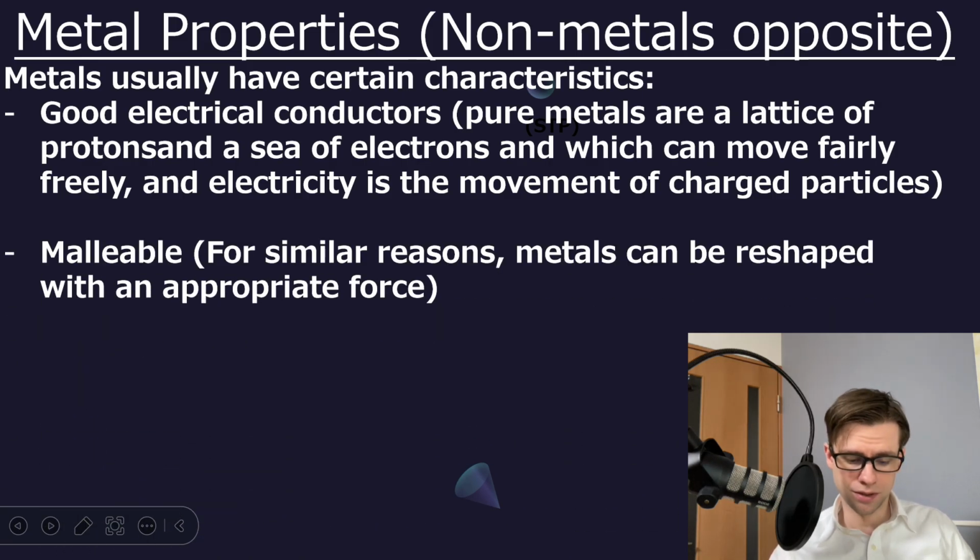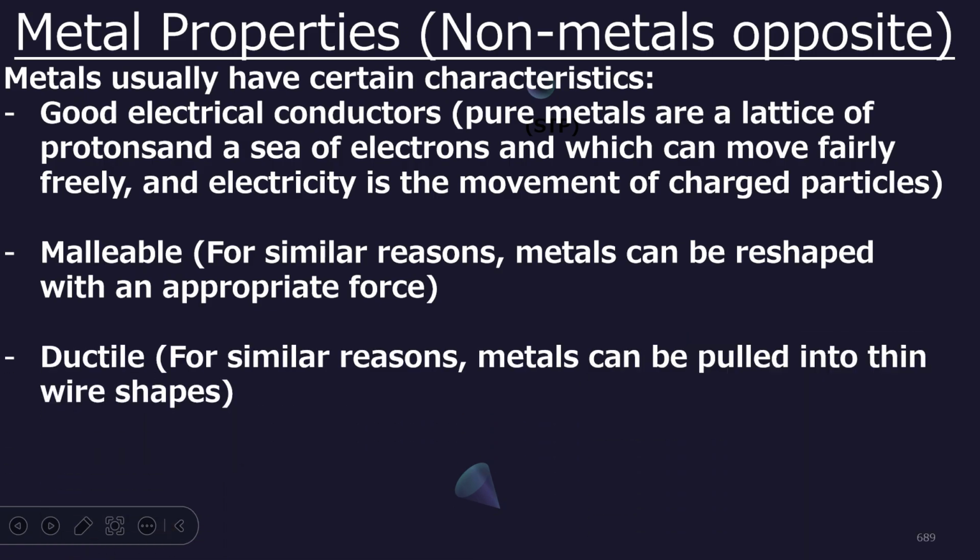Malleable. For similar reasons, metals can be reshaped with an appropriate force. There's no sort of localized bonds that say that either the electrons or even the protons in the lattice need to be in certain positions. They're sort of free to slide around and change their shape when forces are applied. Ductile. For similar reasons, metals can be pulled into thin wire shapes.